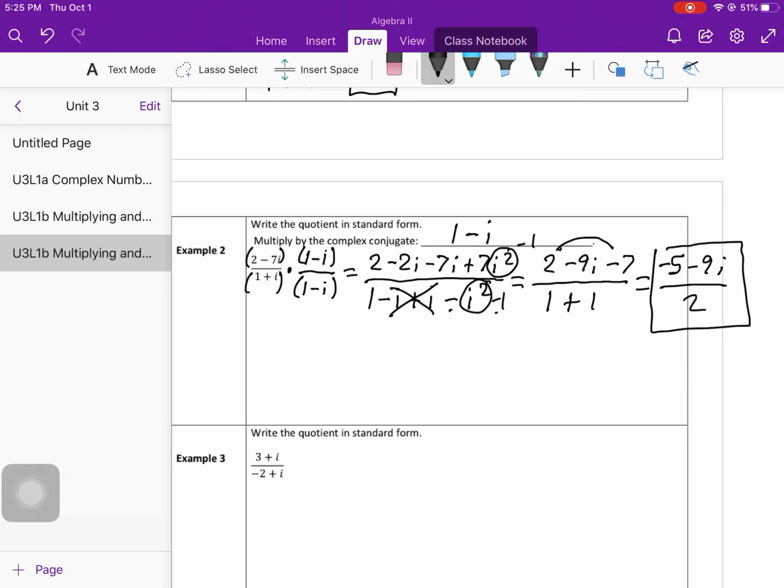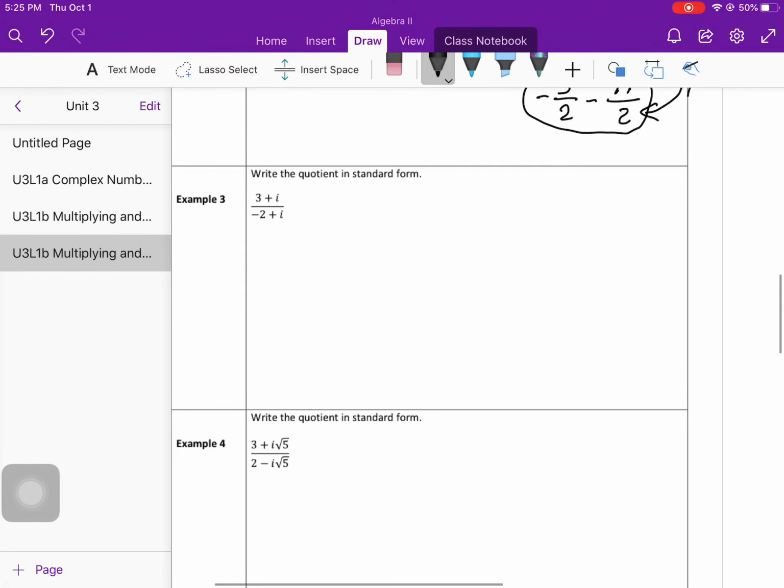I guess if we were going to write this in standard form, I forgot this, you would actually take the 2 and separate it out into two fractions. So it would be minus 5 over 2, where we just look at this part, minus, and then we would separate it with 9i over 2. So these are technically the same answers. I would accept either one, but this is standard form.